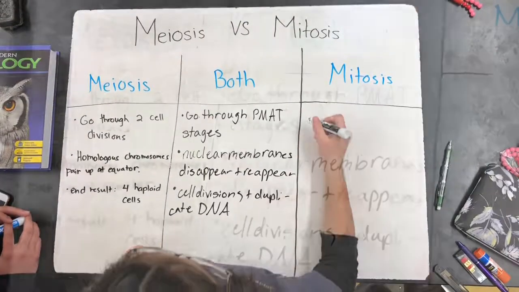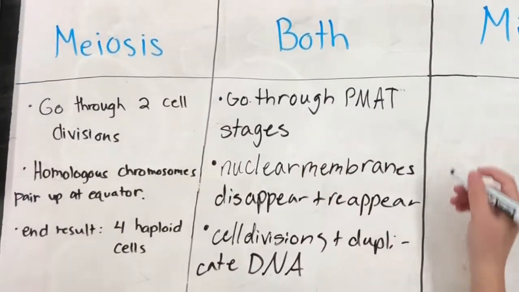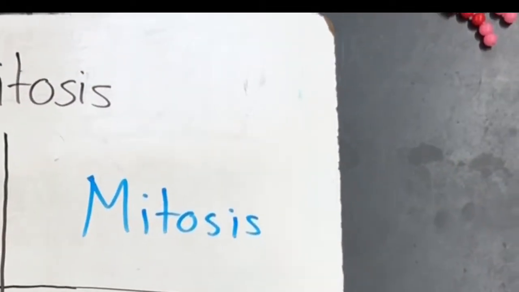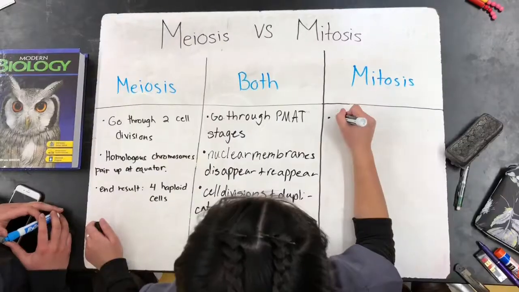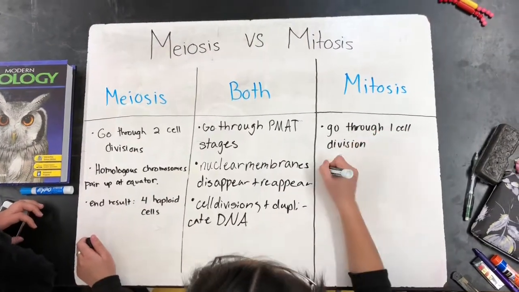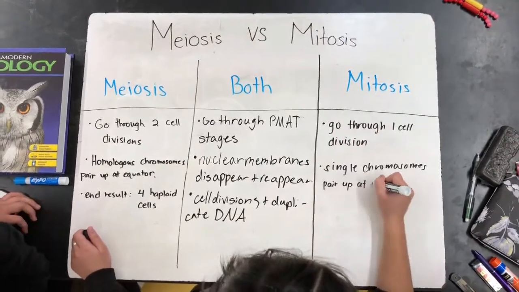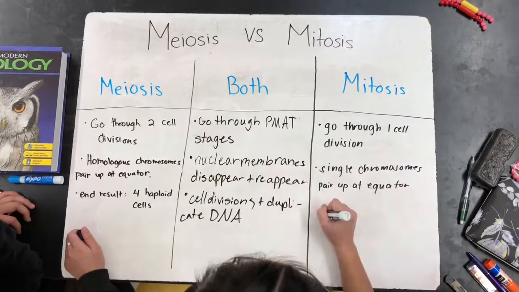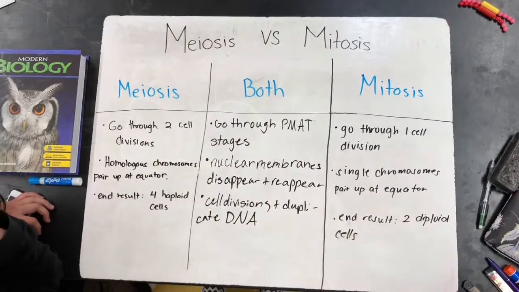Mitosis. The purpose of mitosis is to produce daughter cells identical to the parent cell and helps with growth and repair. In mitosis, there is only one cell division. Only single chromosomes line up at the equator. And the end result is 2 diploid cells.